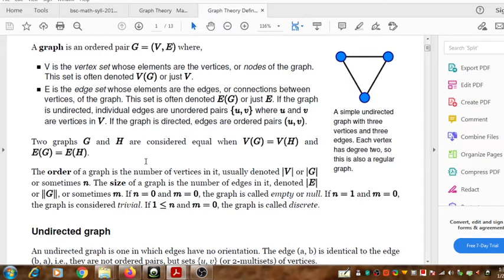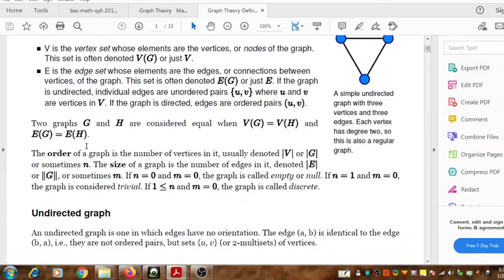When can we say that two graphs G and H are equal? For two graphs G and H to become equal, they have to satisfy the condition that their vertex sets are the same and the edge sets are the same. That is, V(G) equal to V(H) and E(G) equal to E(H), and that is the condition required for two graphs to be equal.